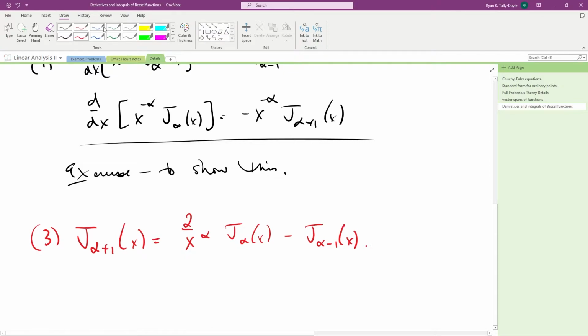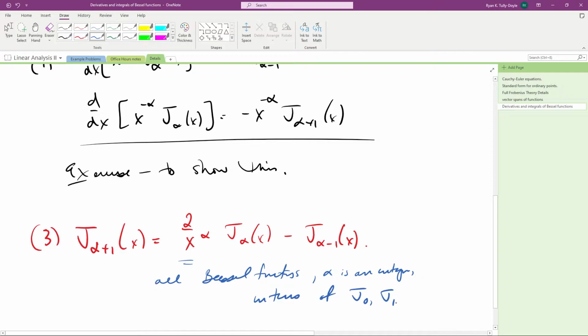So ultimately, the point of this property is that all Bessel functions, presuming that alpha is an integer, can be expressed in terms of J0 and J1. So all higher order integer Bessel functions can be rewritten in terms of J0 and J1. And that's a pretty strong structural property.